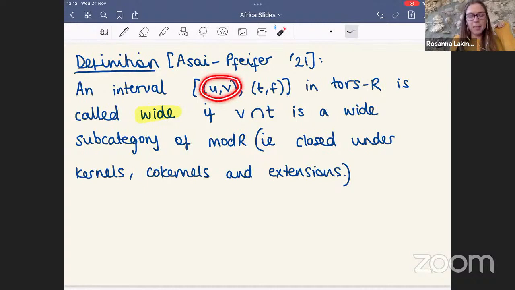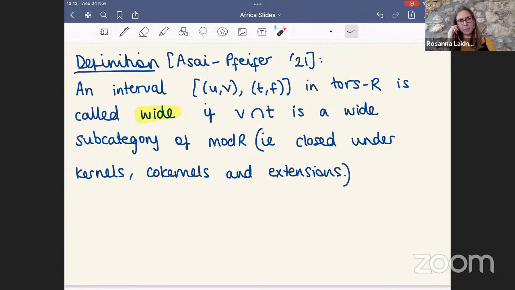And then we're going to consider the intervals that are called wide. An interval is called wide if you look at the intersection of the larger torsion class and the larger torsion free class. So T is bigger than U, and we look at the intersection of T with V, which it turns out will contain F. If this gives us a wide subcategory, then we call this interval wide. A wide subcategory just means that it's closed under kernels, cokernels, and extensions. Essentially, a subcategory like this is an abelian subcategory of your larger abelian category.